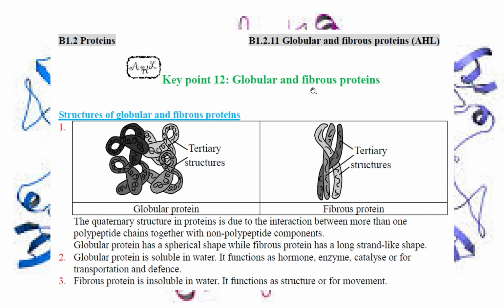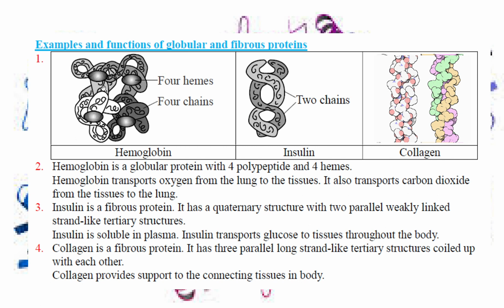The other grouping method is to look at the shape of the quaternary structure. We call it globular and fibrous. You can see here a sphere shape, we call it globular, and a linear, long shape, we call it fibrous. This is maybe a hemoglobin, and this is a collagen.